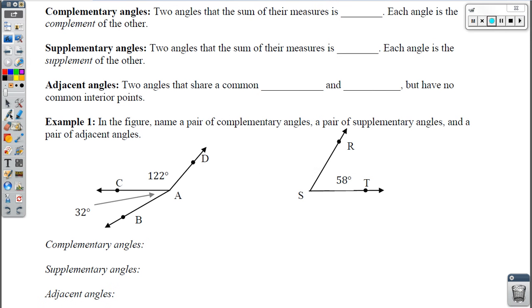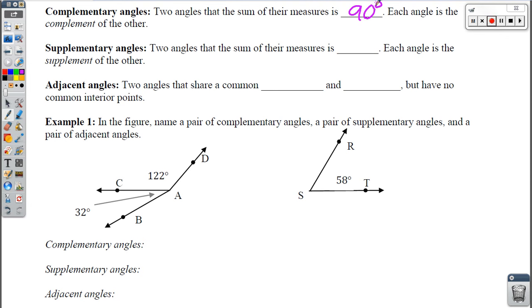Now that we've taken a look at what angles are, we're going to look at ways that we can talk about two angles relating to each other. So the first idea that we have is the idea of something called complementary angles. We call two angles complementary if they add up to 90 degrees. So if you put the two angles together and you get a 90-degree angle, we call those complementary angles. And we would say that one is the complement of the other.